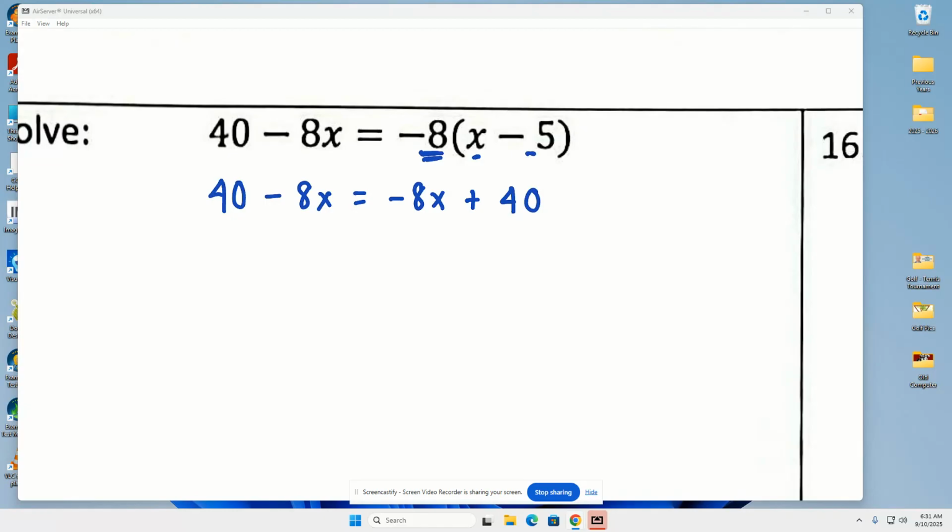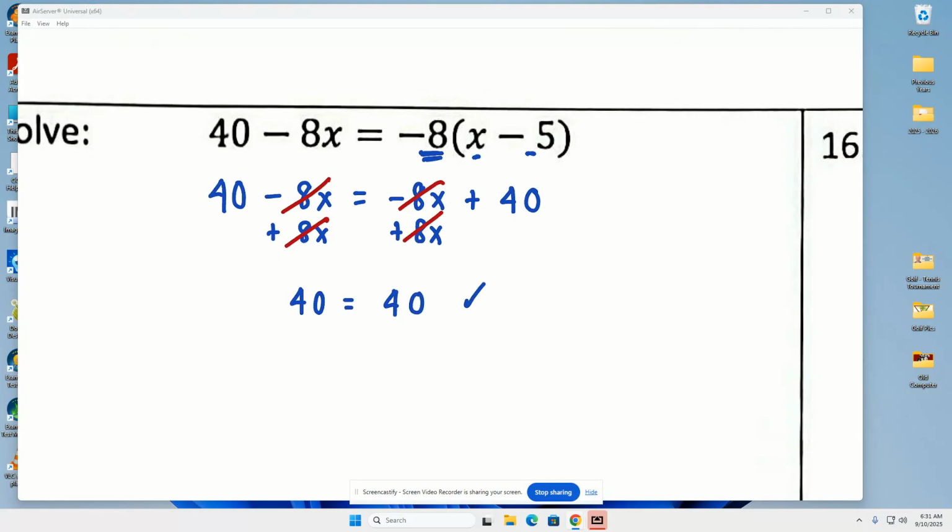Remember I told you I always like to move the smaller one? Well, that's the negative 8x, but it's negative 8x on both sides. So when I move it, what happens? They cancel on both sides. Our variables completely canceled on both sides. So what's left over? 40 equals 40. Is that a true statement?